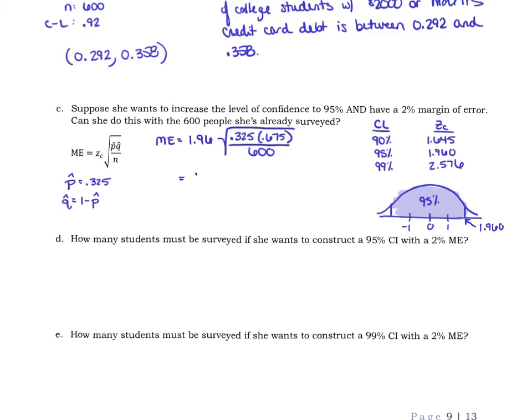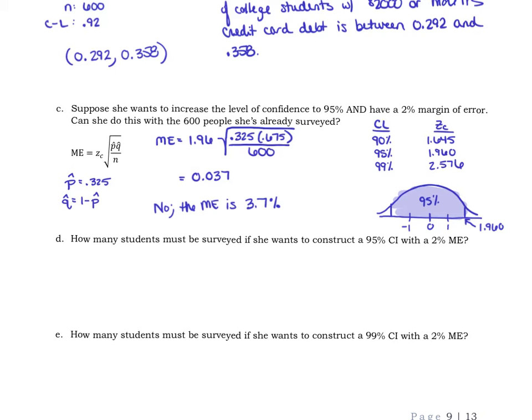Do go ahead and type that into your calculator, and you will find that the margin of error is 0.037 or 3.7%. So can she reach her goal of a 2% margin of error with 600 people? No, she cannot, because the margin of error is 3.7% if she uses 600 people.